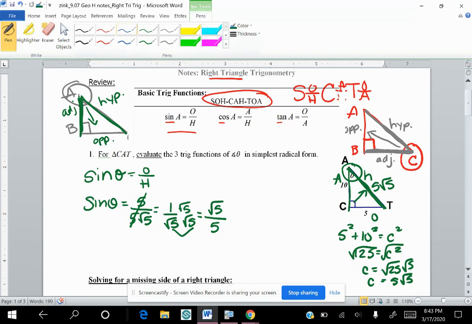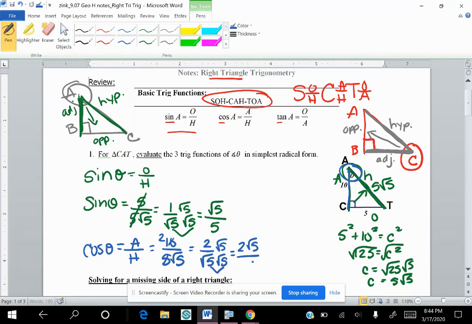Next, let's do cosine theta. So cosine theta, so ka TOA, is adjacent over hypotenuse. So we're still looking at theta. This time we want the adjacent side. That's over here. A is 10 over hypotenuse is 5 rad 5. We can reduce, 5 goes into 10 twice, leaving us with 2 over rad 5. We can't leave a radical in the denominator, so we multiply the top and the bottom by rad 5. 2 times rad 5 is 2 rad 5, and rad 5 times rad 5 again is 5.